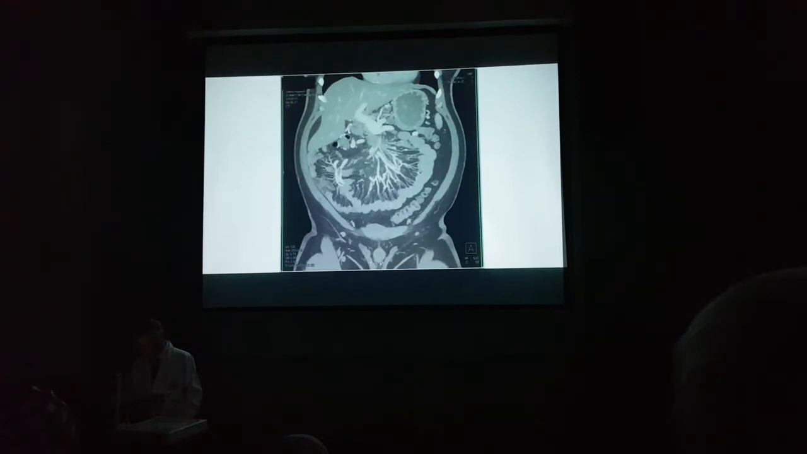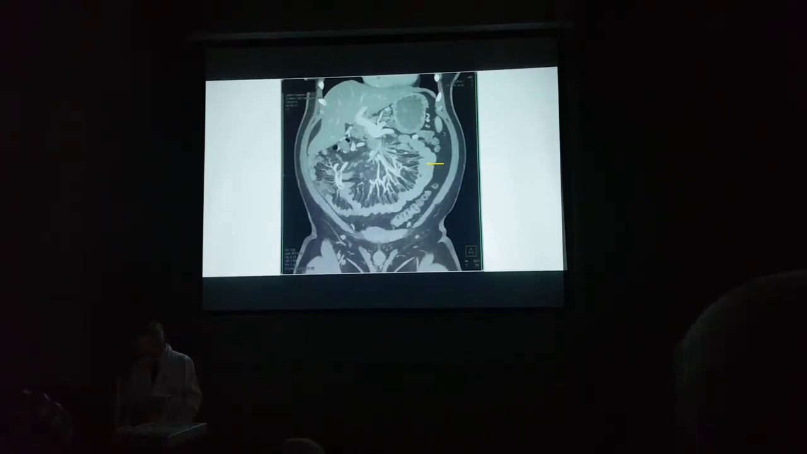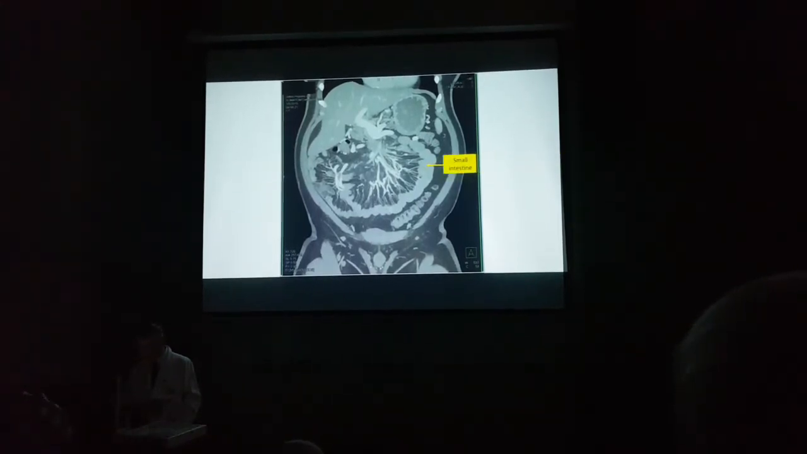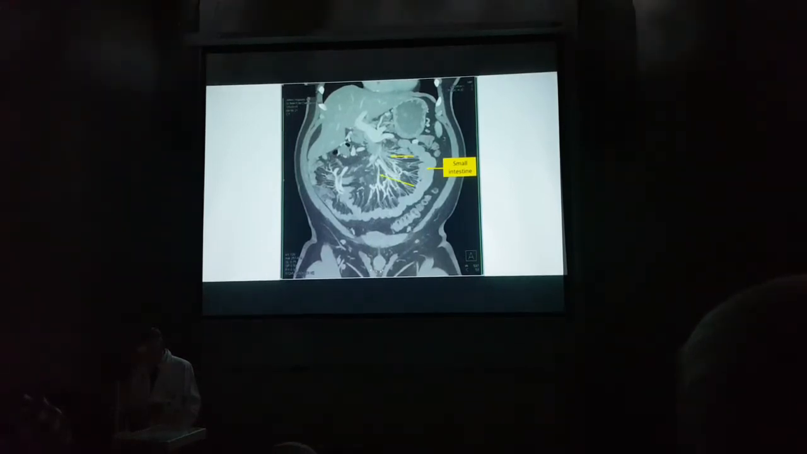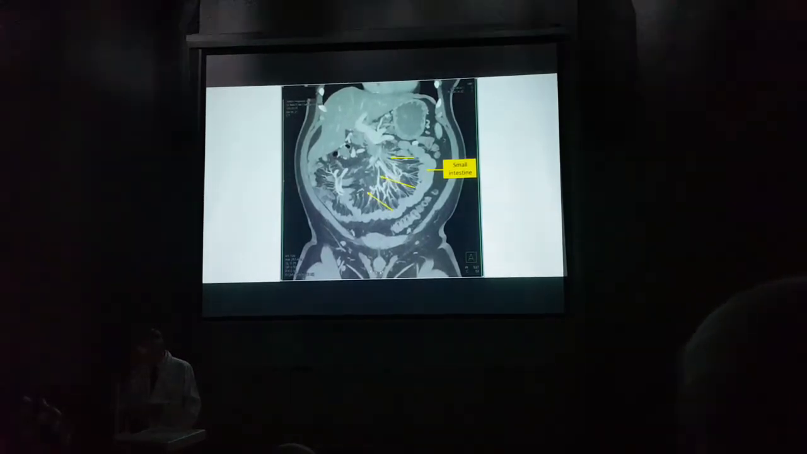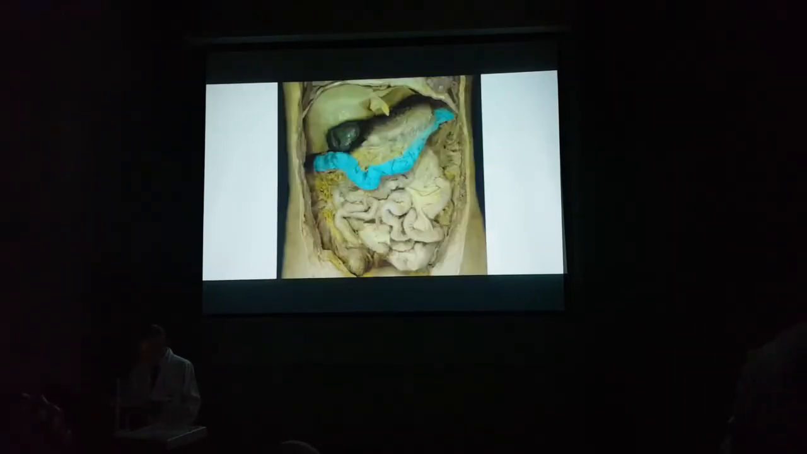Back to the CT scan image of the abdomen. This is a large loop of small intestine. The mesentery is going this way to be attached to the root of the small intestine.